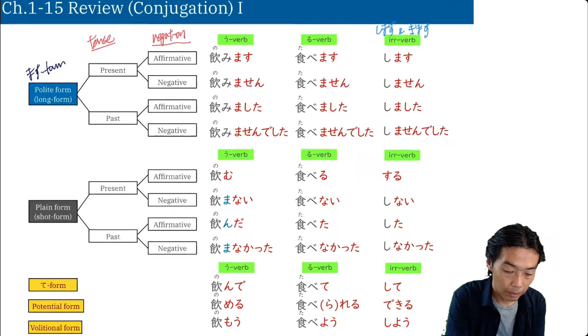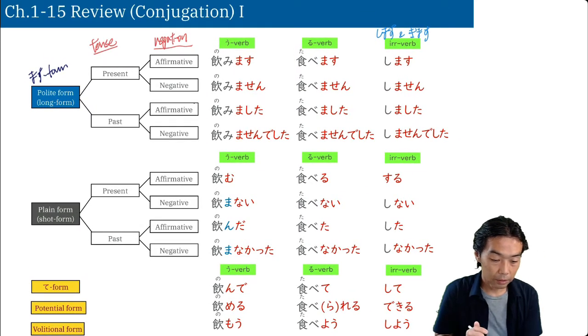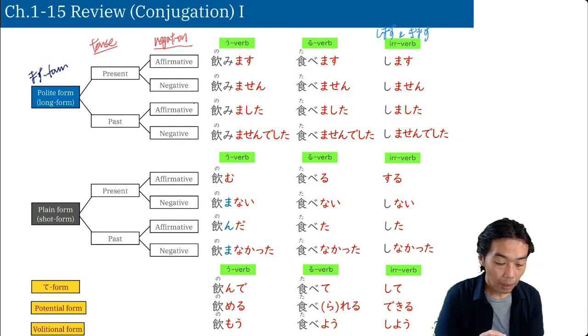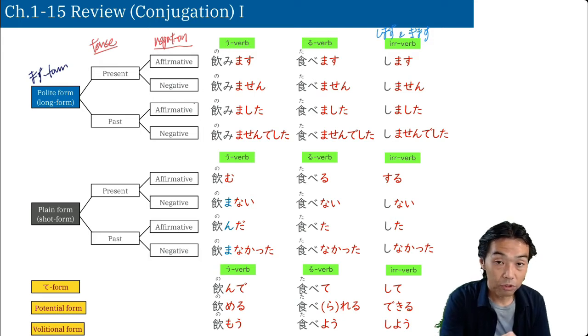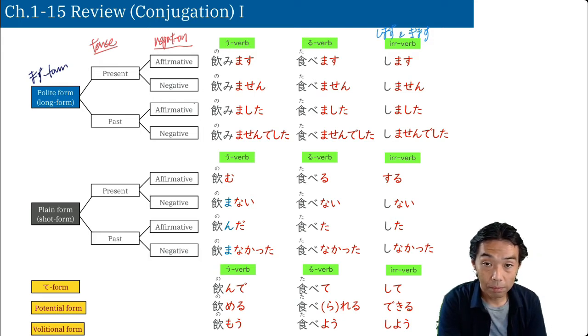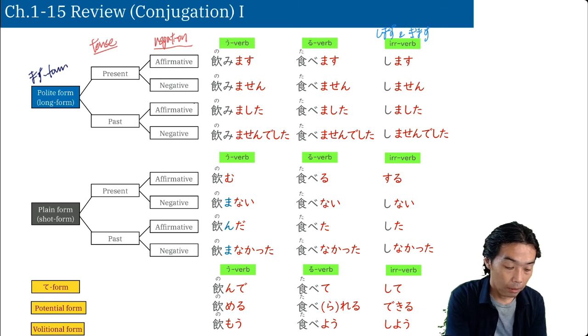Okay, so let's start. The masu-form conjugation is very simple. The present affirmative always ends with masu: stem plus masu. So nomimasu, tabemasu, shimasu.